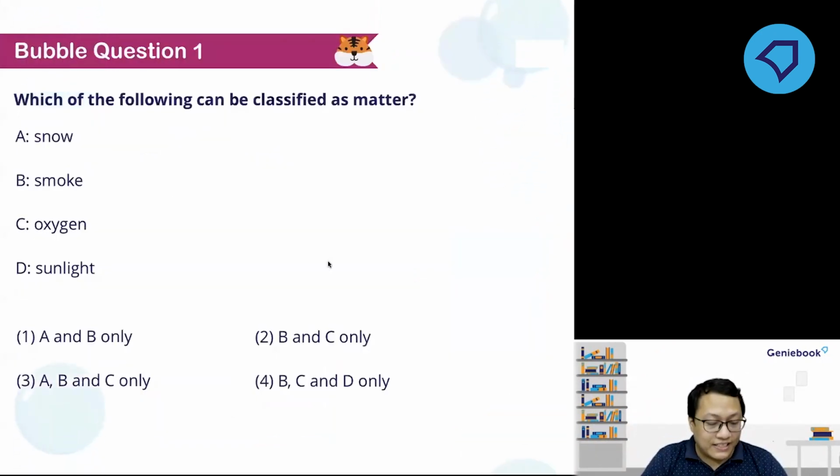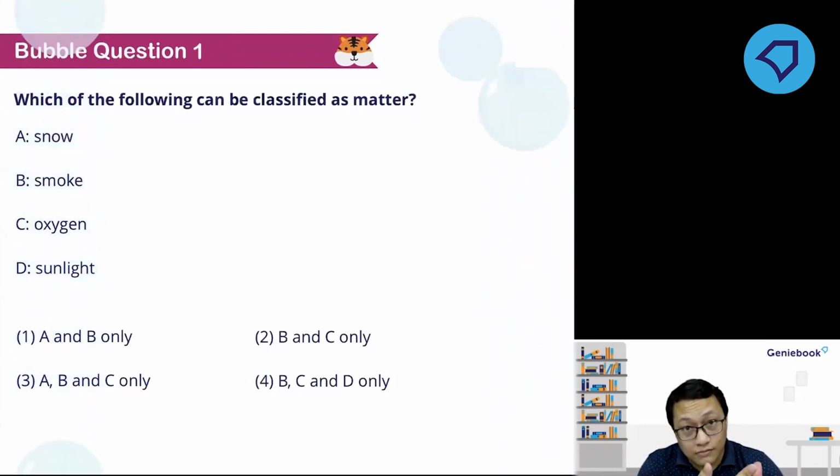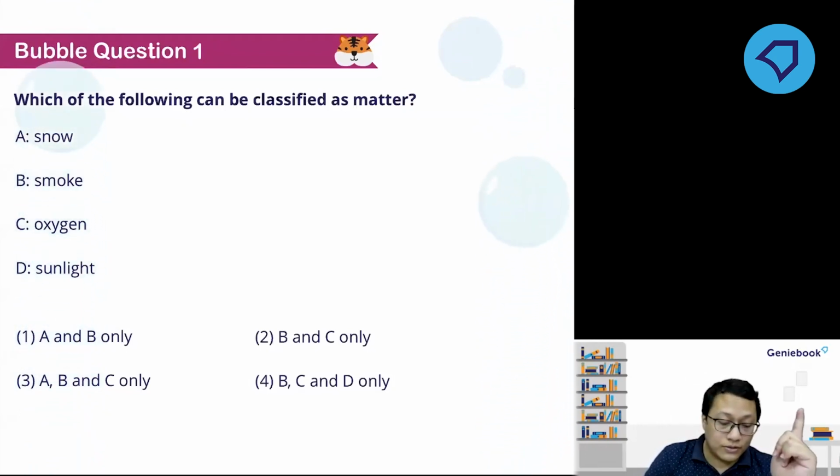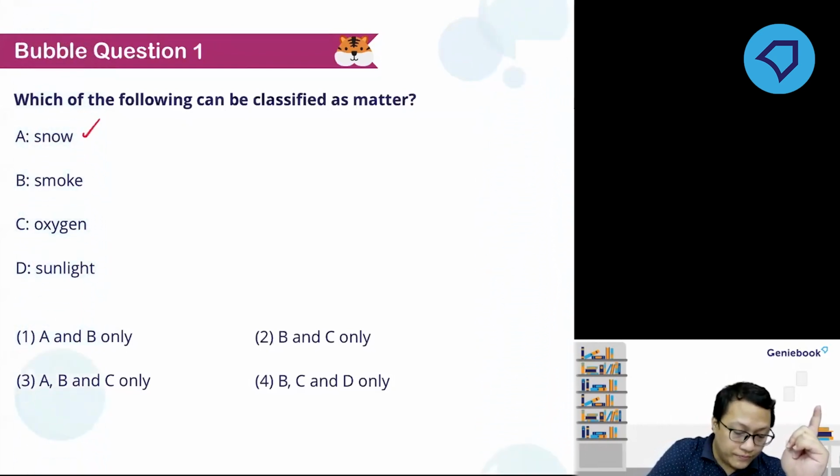So the first bubble question after Chinese New Year. I will start right now. Let us see one by one. Is snow matter? What do you think? Yes. Why? Because snow has mass and snow occupies space. So snow is matter.